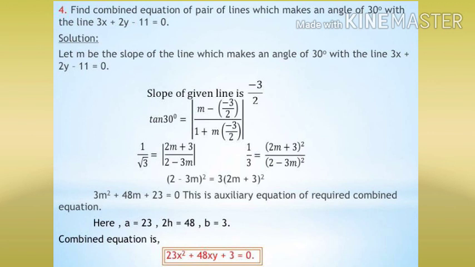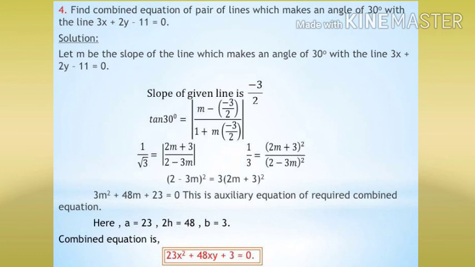Now let us move to the next example. Find the combined equation of the pair of lines which makes an angle of 30 degrees with the line 3x plus 2y minus 11 is equal to 0. So one line you know and for the other line you have to consider the slope to be m. So let m be the slope of the line which makes an angle of 30 degrees with the given line. What is the slope of the given line? It is minus 3 by 2.